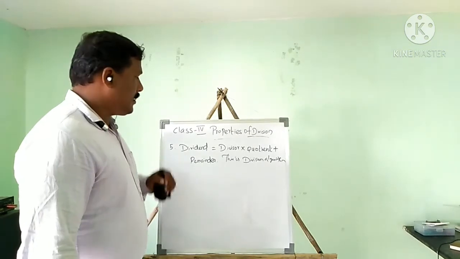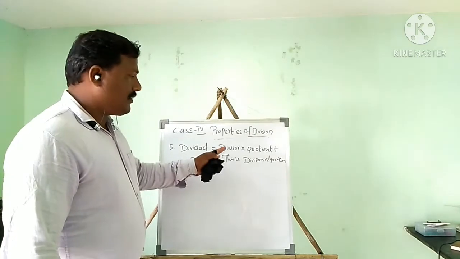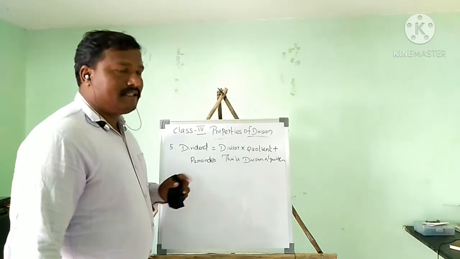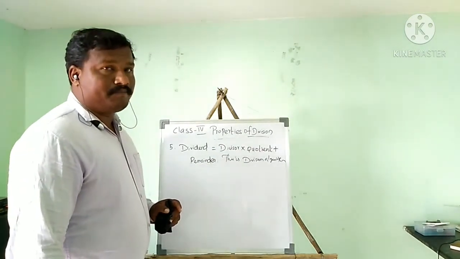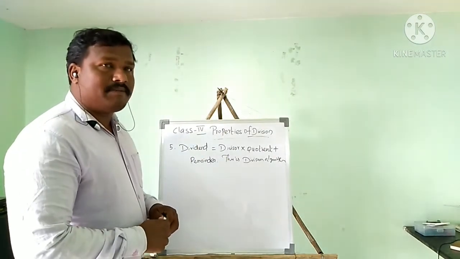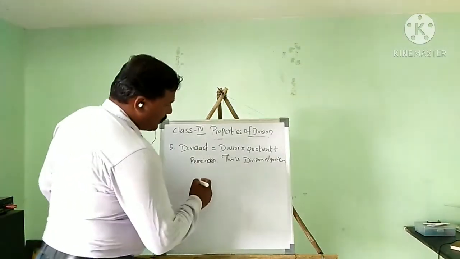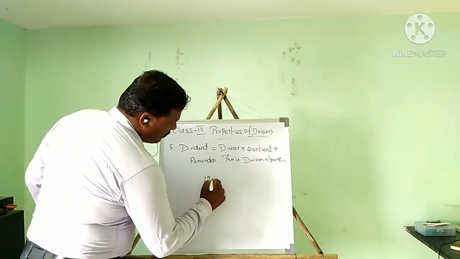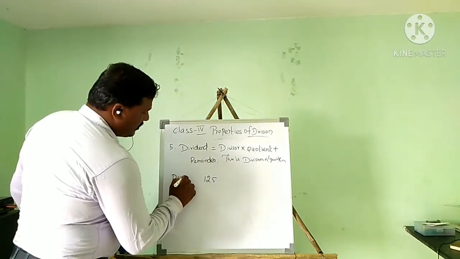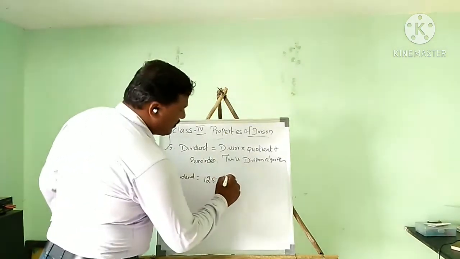Okay, students. Fifth property: dividend is equal to divisor multiplied by quotient plus remainder. This is called the division algorithm. How do we check this algorithm? Let me take some example numbers and check this formula. 125 is the dividend. 4 is the divisor.